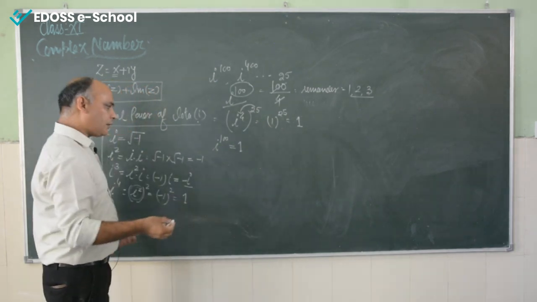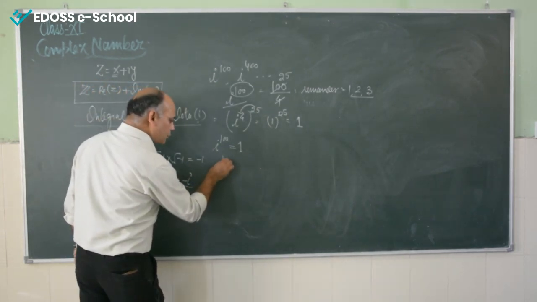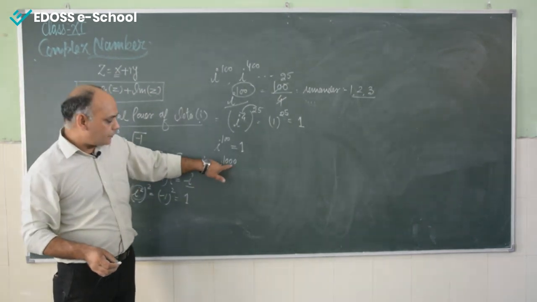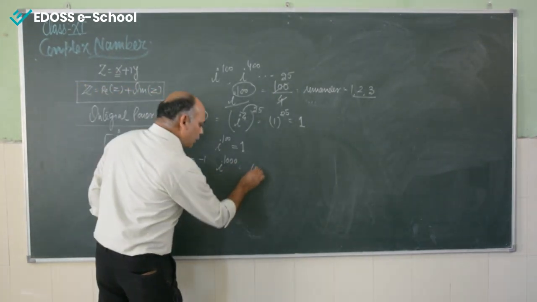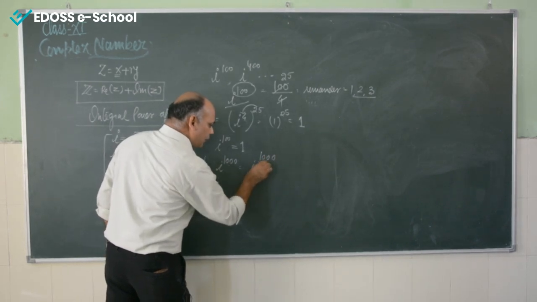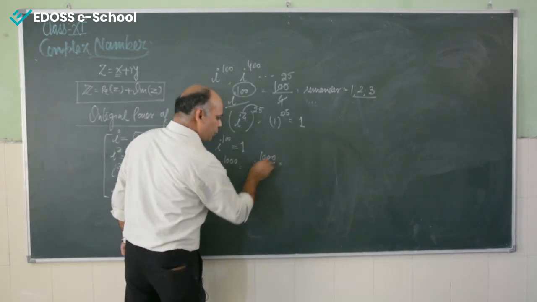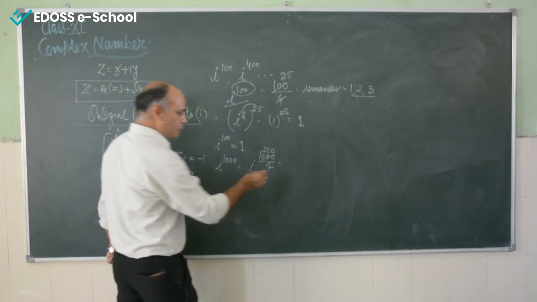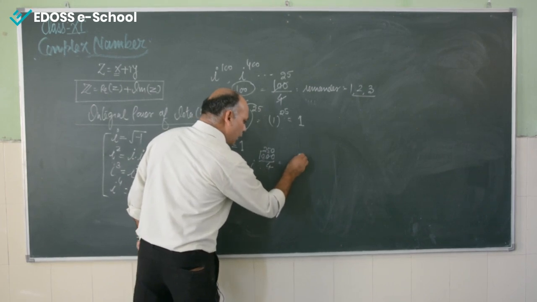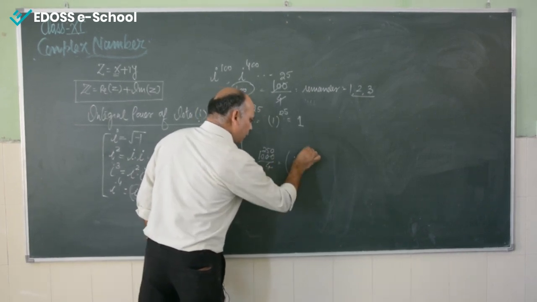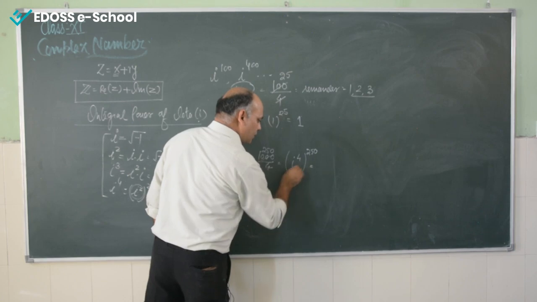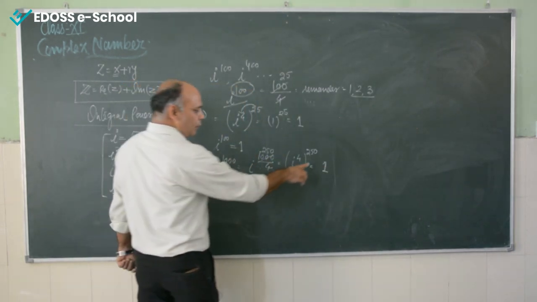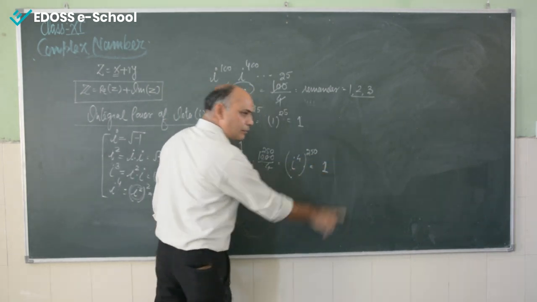Suppose you want to find iota to the power 1000. Again you have to divide it by 4. Iota to the power 1000 divided by 4 will be equal to 250. It can be written as iota to the power 4 and whole power 250, that is equal to 1, because iota to the power 4 is always equal to 1, and 1 to the power 250 is again equal to 1.